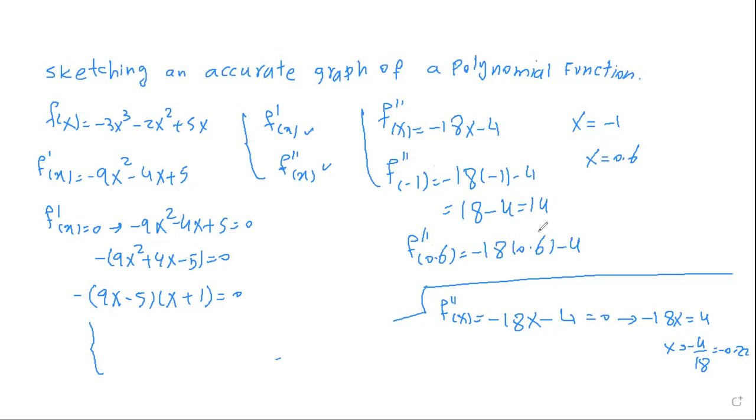Well, for x = 0.6, 18 times 0.6 minus 4. Negative, oh no, 18 times 0.6 is 10.8, so it's plus... 14.8. So f'' here is 14.8. Make sense?